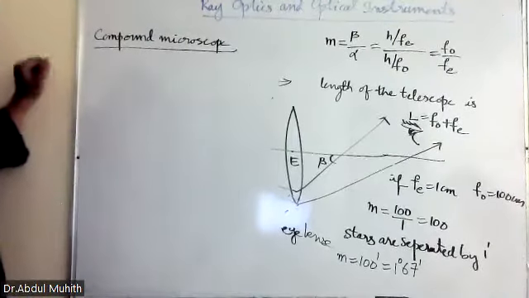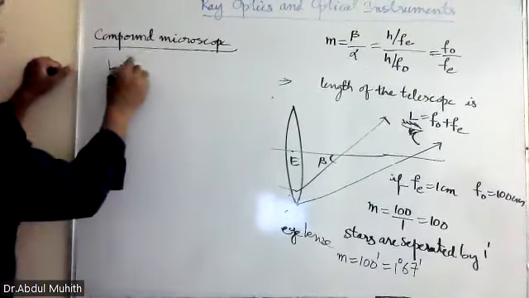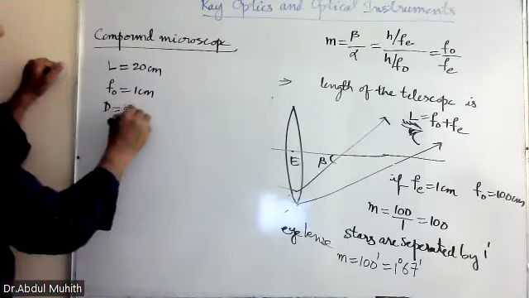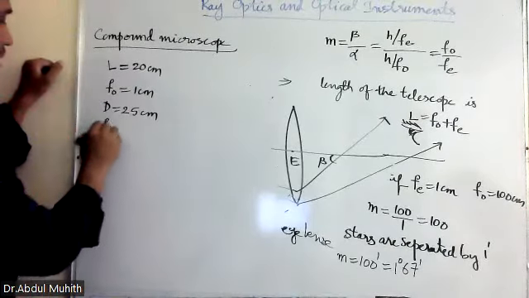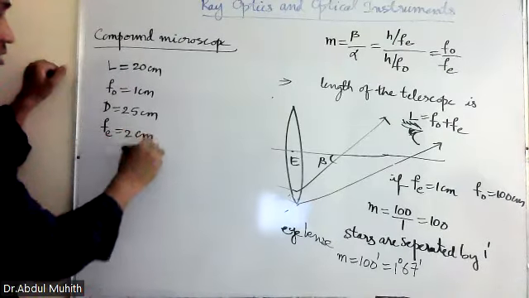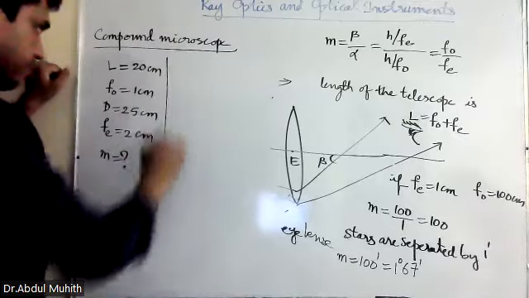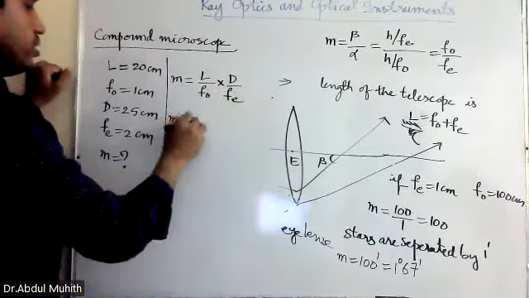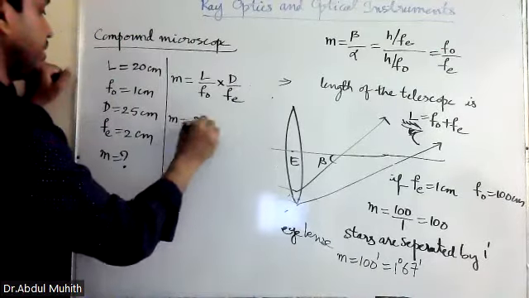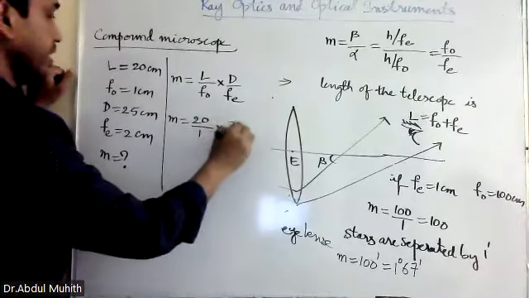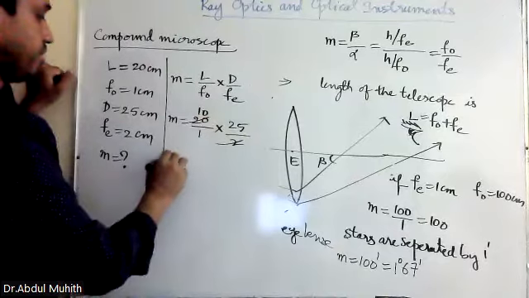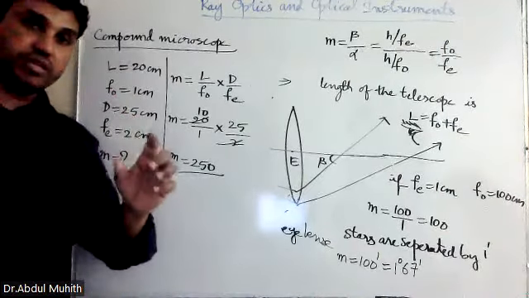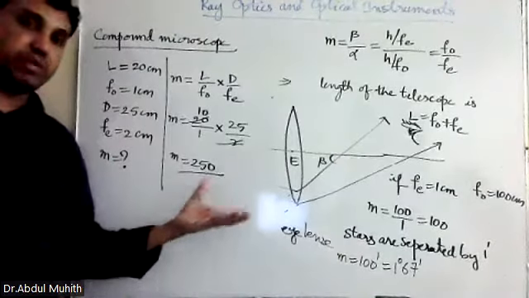We have the compound microscope. Suppose the length of the barrel is 20 centimeter, Fo focal length is 1 centimeter, and we already know the least distance of distinct vision is 25 centimeter, and the focal length of the eye lens is 2 centimeter. Then what is the magnification? The formula is M equal to L by Fo into D by Fe. So L is 20 by 1 into D is 25 and Fe is 2. So 2 ones, 2 tens. The magnification M is 250. It means the image will be 250 times larger than the object.